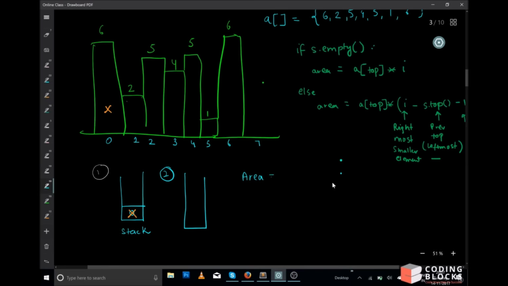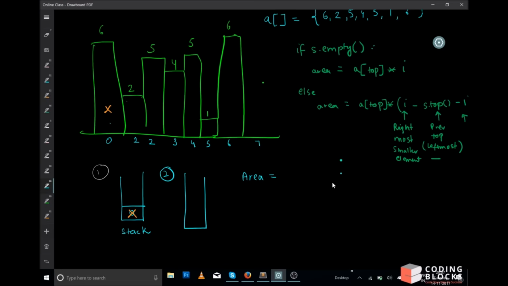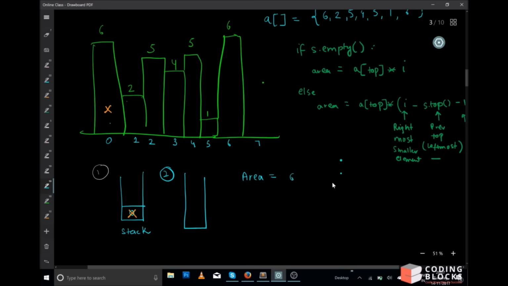Area is going to be nothing but area due to the bar which we have removed. So area is going to be nothing but 6 into something. Now I remember we have used two formulas, right? So area of top, what was the topmost element? 0. So area of 0 is nothing but 6 into I. What is I here? I is nothing but 1. So 6 units. This is the area that this bar was contributing if it was being considered. So we have removed this bar, so this has been removed.